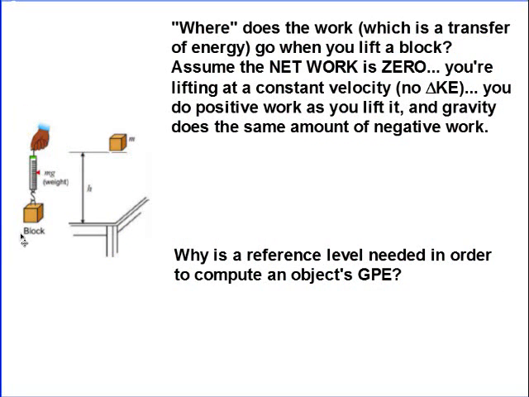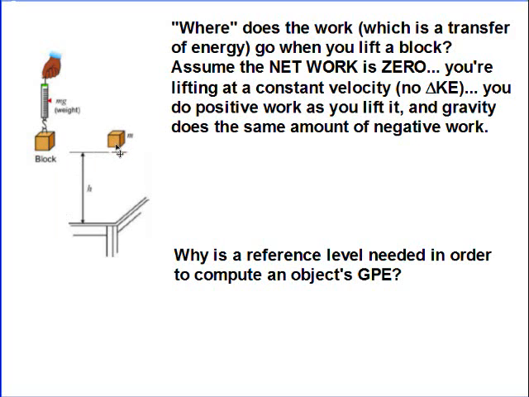Okay, so let's take a look at a situation where I might be lifting a block off of a table, and I want to determine what happens to the work that I do when I lift that block up. Where does the work go when you lift a block? Let's assume the net work is 0, so I'm doing positive work, gravity is doing negative work as I lift that object up. I'm not changing the kinetic energy, so the net effect of my efforts is to simply lift it up. I'm not changing its KE. So where does that energy actually go? Because I am expending energy as I lift that thing. It's just that gravity is also doing work, and it happens to be negative work. And that ends up sort of canceling the effect of the work that I did.